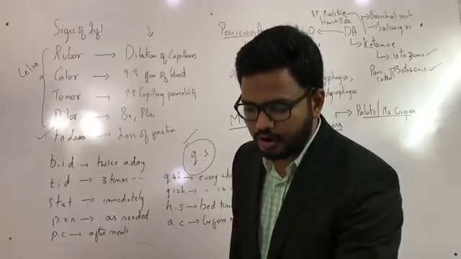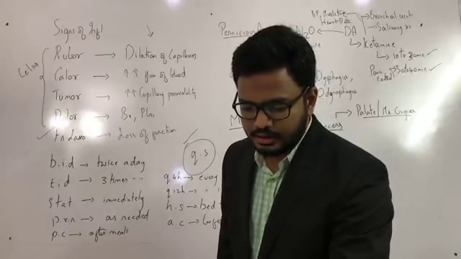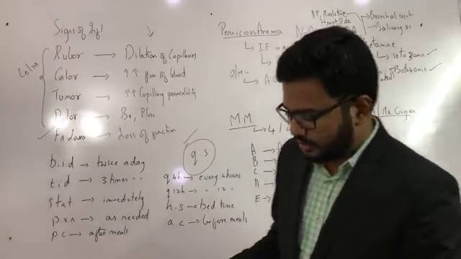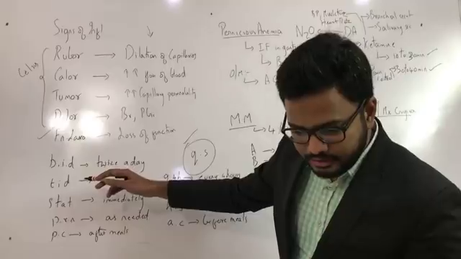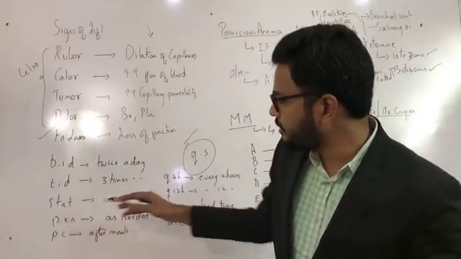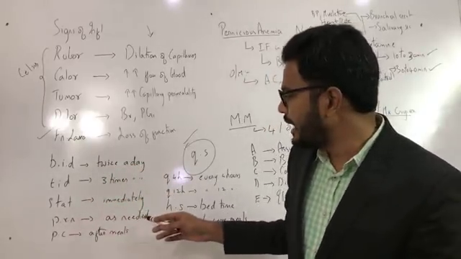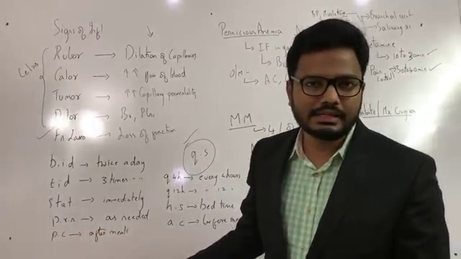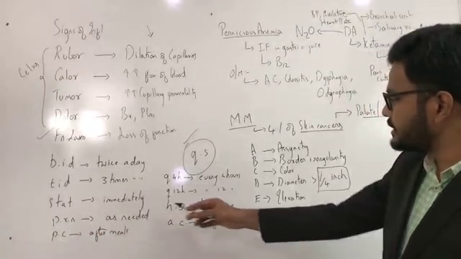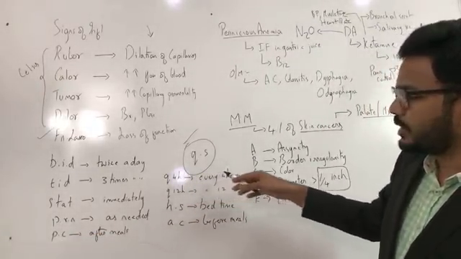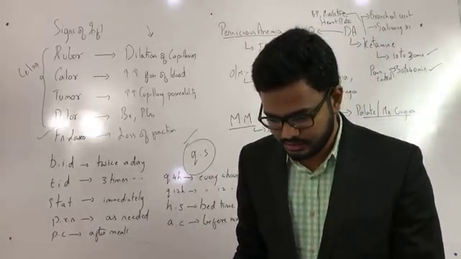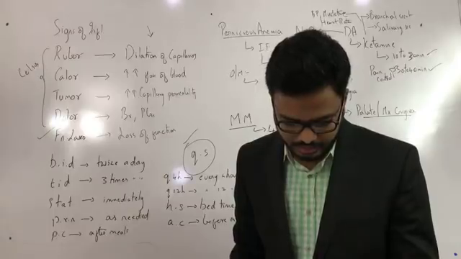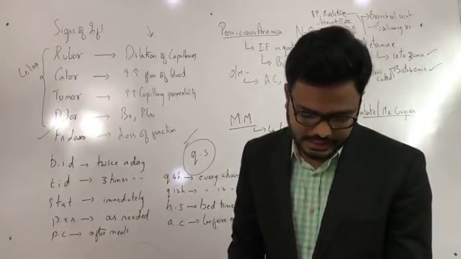I'm not sure how many of you answered this question last night. Okay, fine. So as you can see, BID is twice a day, TID is 3 times a day, STAT immediately, PRN is as needed, PC is after meals, AC is before meals, HS bedtime, Q4H every 4 hours, and Q12H every 12 hours. Right? Okay. So now let's proceed with the 6th question.